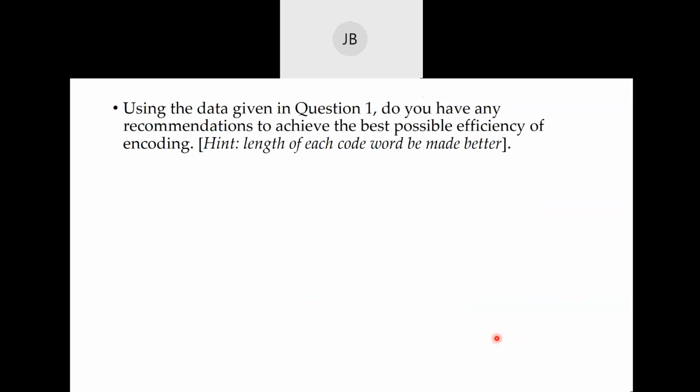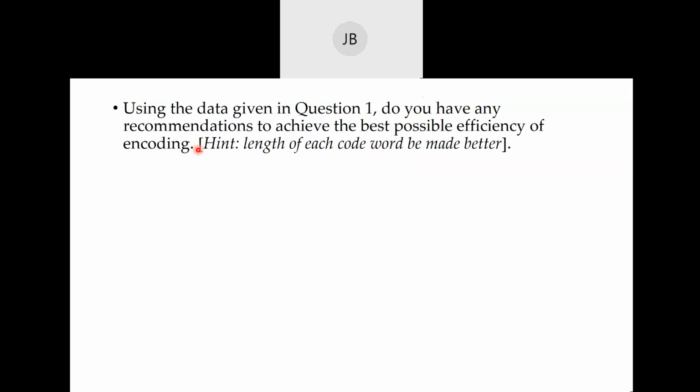Now let us move on to the next question. In the second question, it was given that using the data given in the first question, do you have any recommendations to achieve the best possible efficiency of encoding? From the first question, you need to collect some inputs, such as the probabilities or the code word lengths, and then recommend how to achieve the best possible efficiency of encoding.